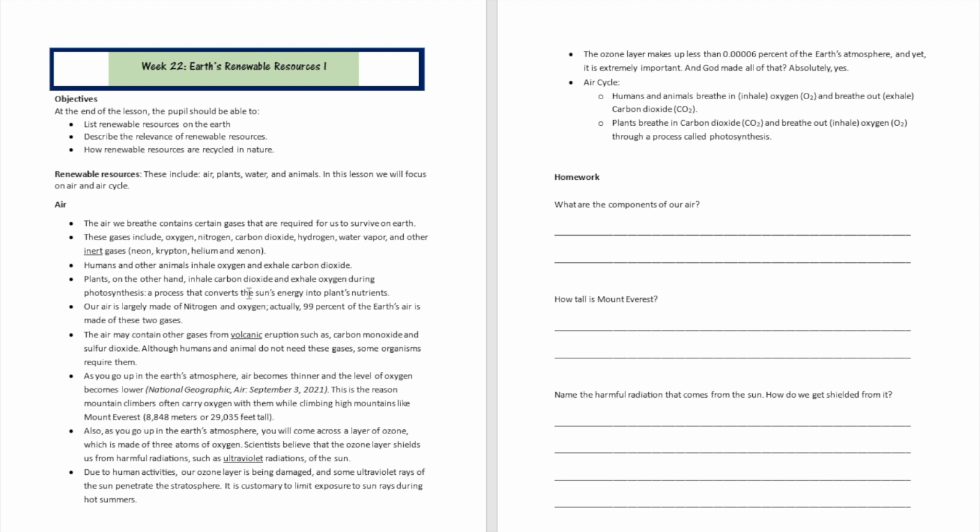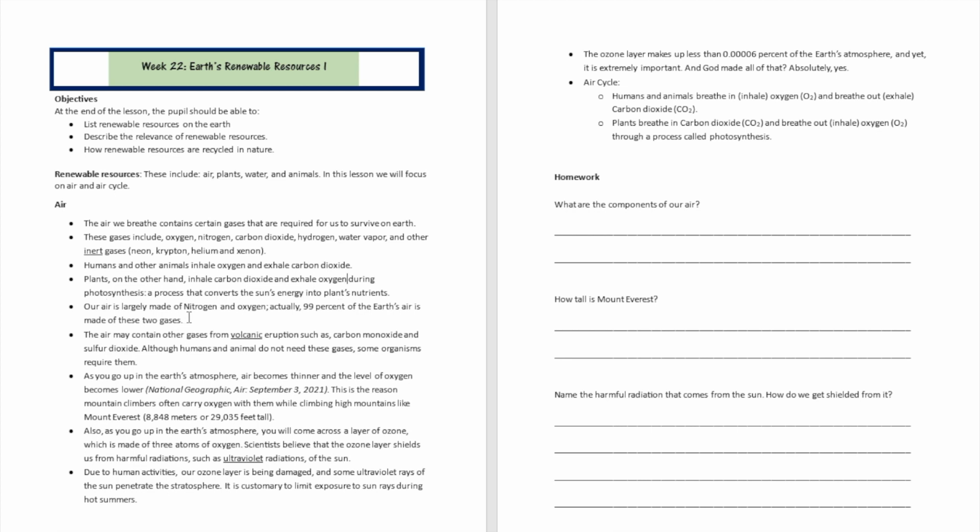When plants exhale oxygen and inhale carbon dioxide, that process is called photosynthesis. It's a process that converts the sun's energy into plants' nutrients using the carbon dioxide that plants inhale, and in that process they are going to exhale oxygen.